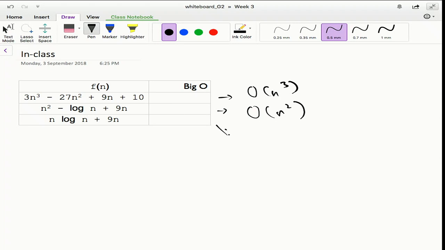Alright, the third one. Okay, Anmol, what is the third one here? O n log n. So why is it not just O n? I mean, n log n is larger, right? n log n is larger than n linear.